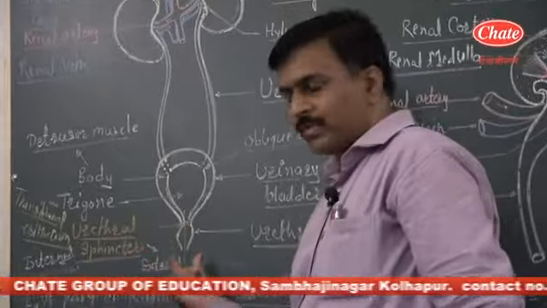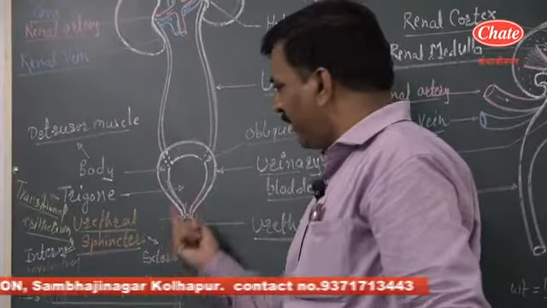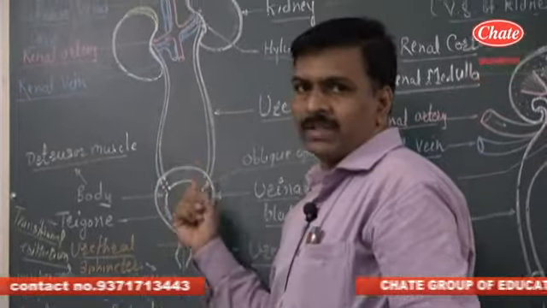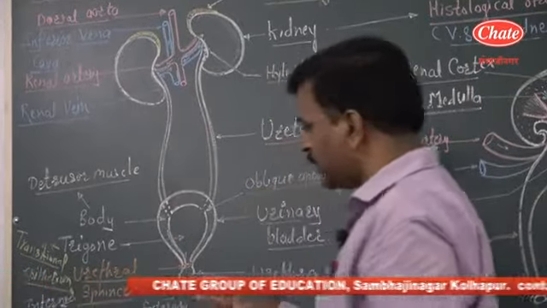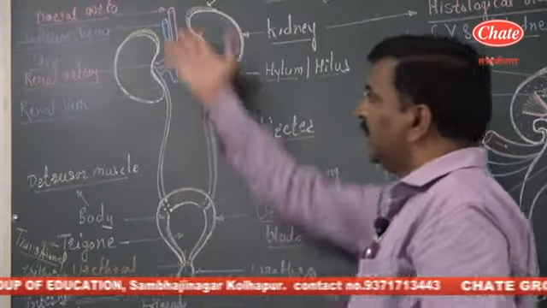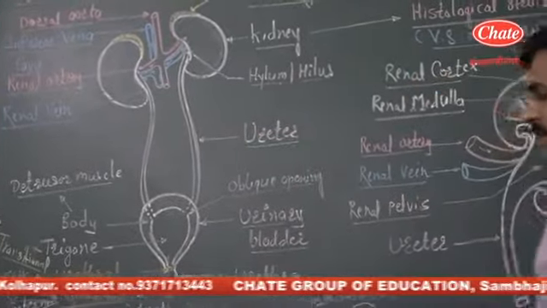And this urethral sphincter plays an important role in the event, that is micturition. So this is about the human excretory system.